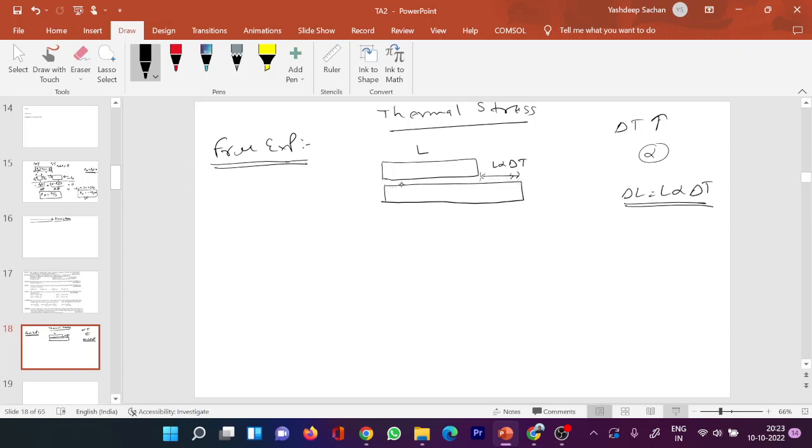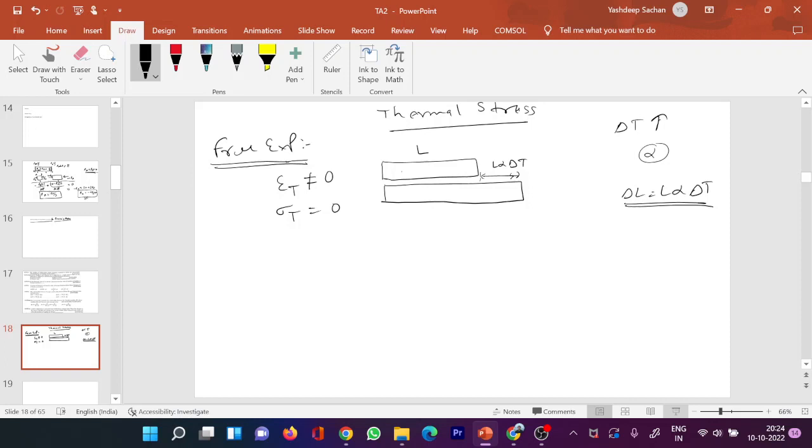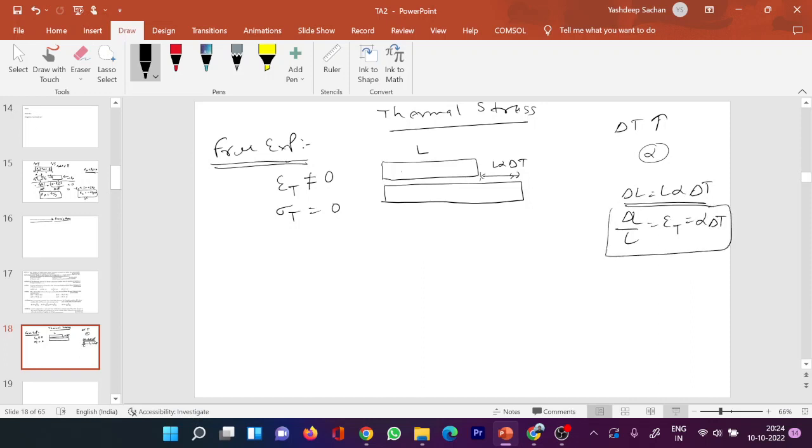Is there any resistance to this deformation? No, sir. No atom has experienced any resistance, because no one is going to stop this deformation. So here thermal strain is there, because its dimension has been changed, but thermal stress is zero, right? Same way, how much strain is there? Delta L is L alpha delta T, so strain would be delta L by L, which is alpha delta T. This much would be the strain, right?